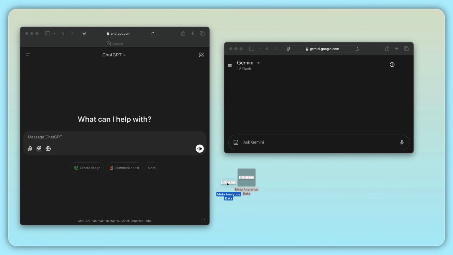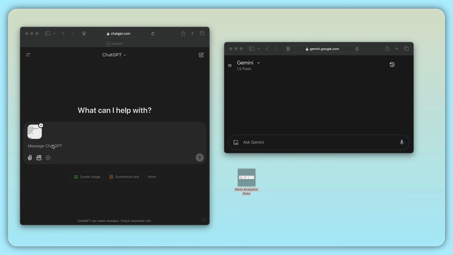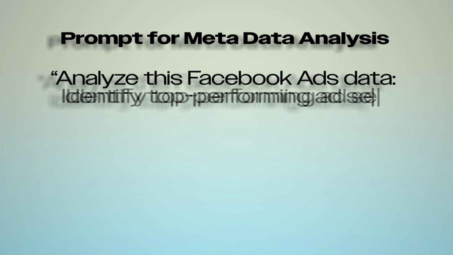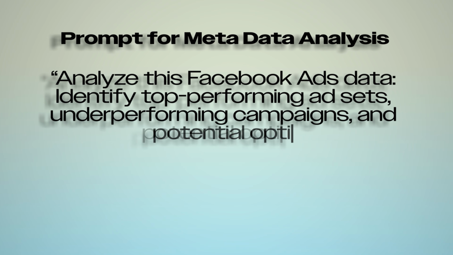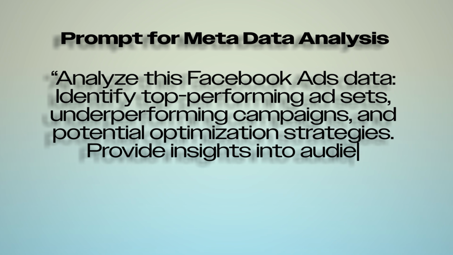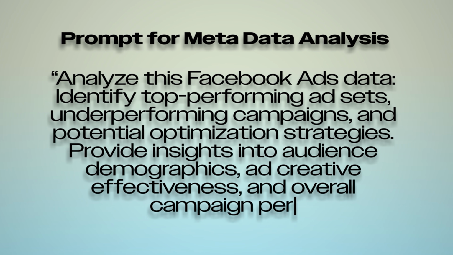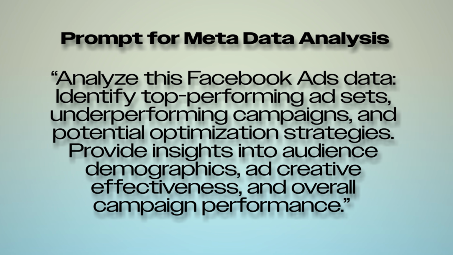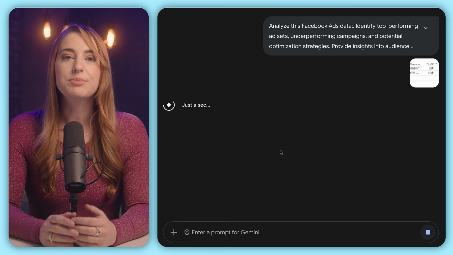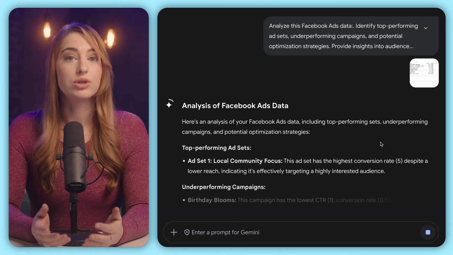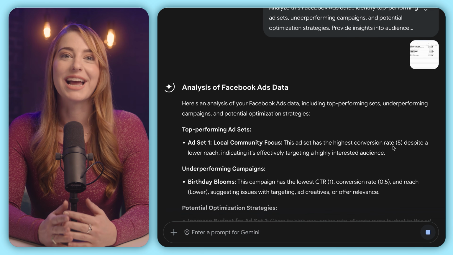Now that you have your data, head to either GPT or Gemini and attach the file. From there, paste this. Analyze this Facebook ads data. Identify top performing ad sets, underperforming campaigns, and potential optimization strategies. Provide insights into audience demographics, ad creative effectiveness, and overall campaign performance. This prompt transforms ChatGPT or Google Gemini into your own personal Facebook ads expert.